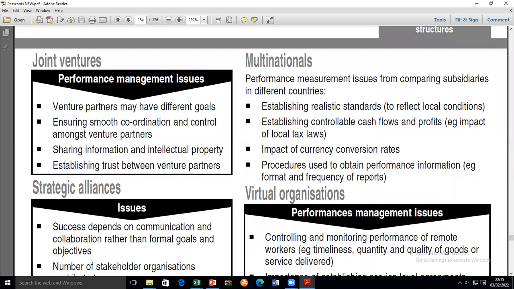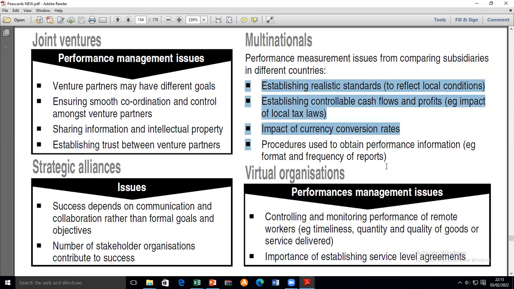How do you get performance reports, in terms of formats and frequency? All the subsidiaries have to submit their reports in a particular format, at that specific time. All these are performance measurement issues when we're dealing with multinationals. So this lets us, as performance managers, know that these may bring about some challenges.